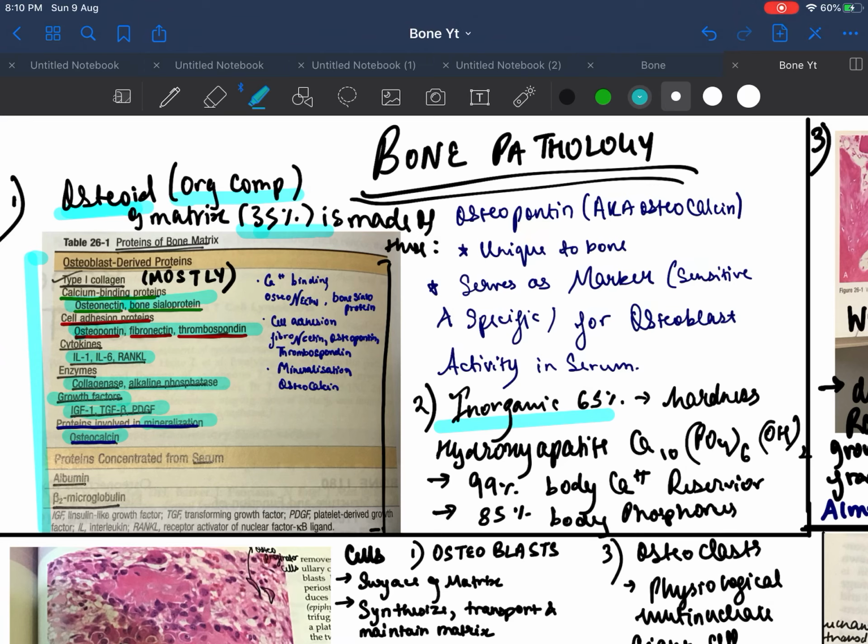So what is mineralization? Bone is a storage house of calcium and phosphorus, and in this process of mineralization, hydroxyapatite is formed, which consists of calcium and phosphorus. We'll come to what bone mineralization actually is. It also contains some proteins which are concentrated from the serum, like albumin and beta 2 microglobulin. So what is special about these? The ones I've marked are all derived from osteoblasts.